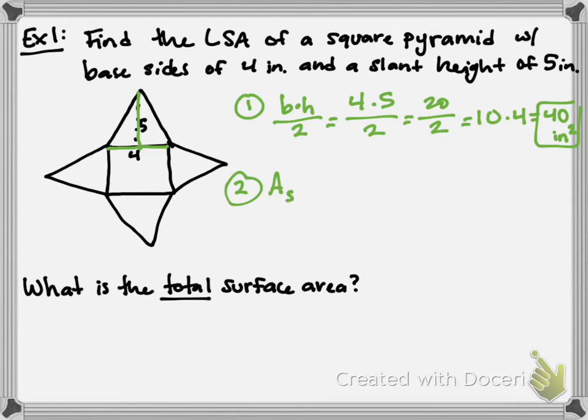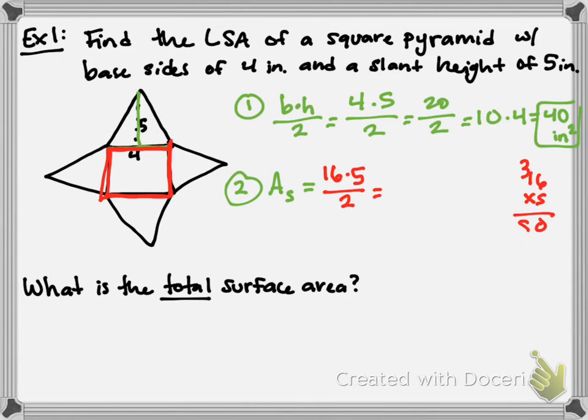The other way we could do that is using the formula that they gave us. So the lateral surface area is the perimeter of the base. So my base is the square. So perimeter means add up all the sides. 4 plus 4 plus 4 plus 4 is 16, times the slant height is 5. Sorry, that looks like 16.5. 16 times 5. And then I'm dividing by 2. What is 16 times 5?